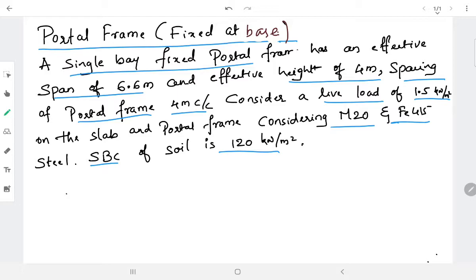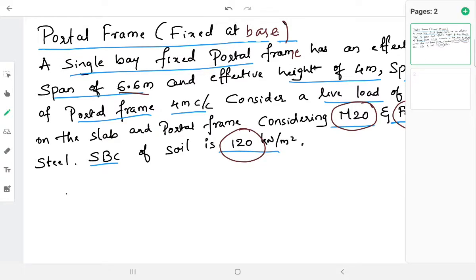So let us see the problem statement. A single bay fixed portal frame has an effective span of 6.6 meter and effective height of 4 meter. Spacing of portal frame is 4 meter center to center. Consider live load on portal frame is 1.5 kilonewton per meter square, and portal frame is made up of M20 concrete, and Fe415 steel is used. SBC of soil is taken as 120. So this is the statement of the problem.